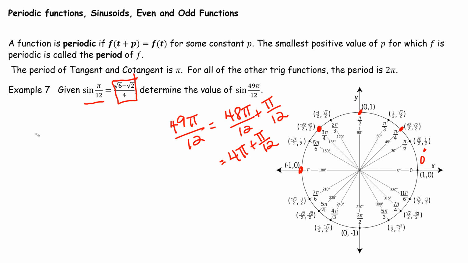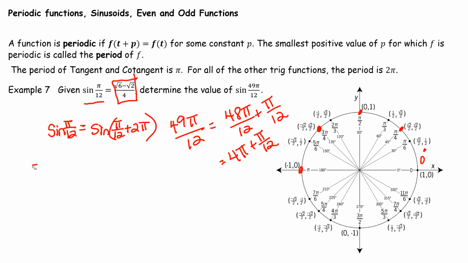So because sine is a periodic function with a period of 2 pi, I know that sine pi over 12 is equal to sine of pi over 12 plus 2 pi, because every 2 pi radians, this thing is going to repeat. So at sine pi over 12, it has a certain value, which is square root of 6 minus square root of 2 over 4. So 2 pi radians later, it's going to have that same exact value.